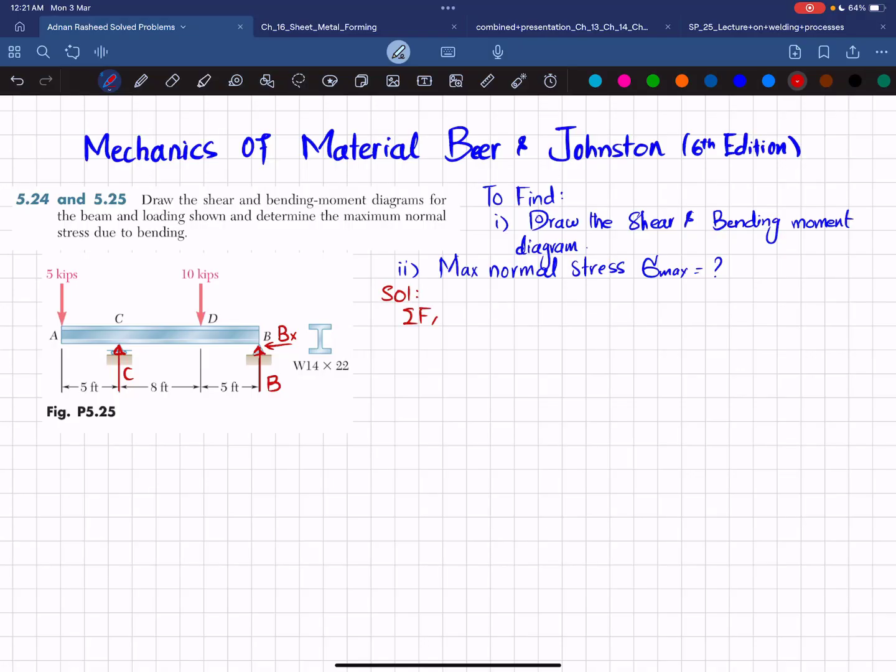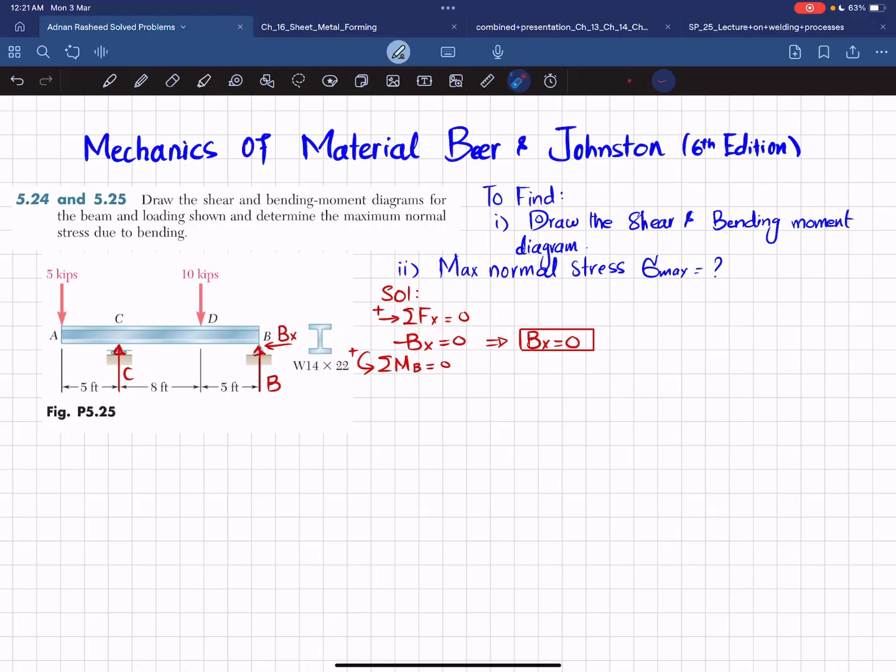So the first equation of equilibrium is this one, and only Bx is acting, in the negative direction, and there is no other force, so it means that Bx is equal to 0. Now we'll find this Cy by using another equation of equilibrium, that is sum of all moments about point B is equal to 0, taking the counterclockwise moment as positive.